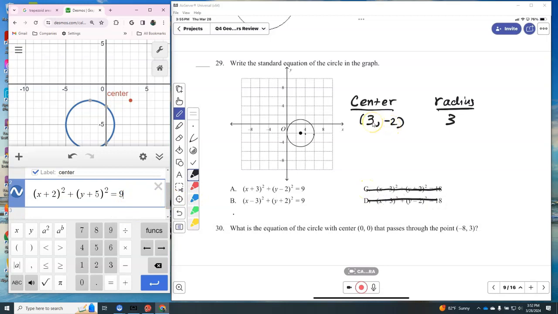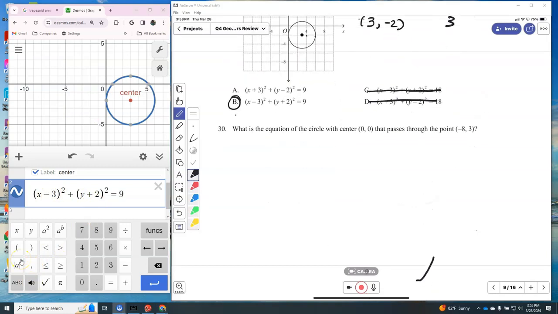So you notice you have 3. If I do plus 3 and then I have minus 2, that's not going to be it. So it's going to be plus 2 and minus 3. So that's going to be the answer. Okay, so the answer is B.